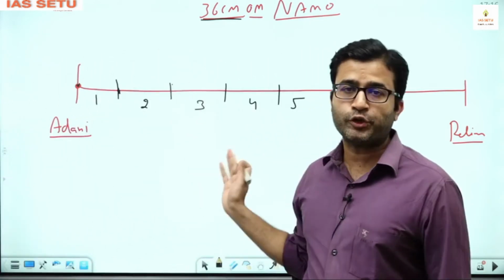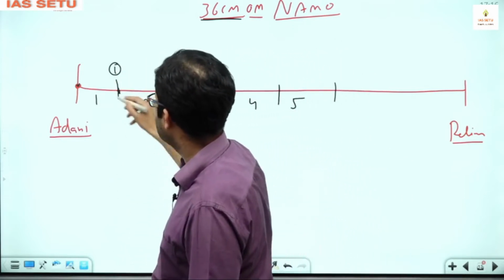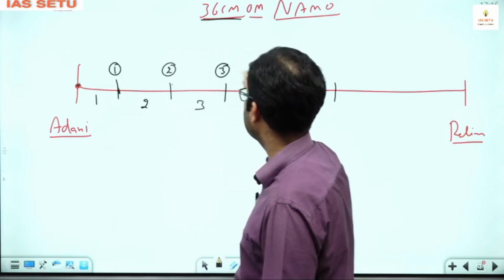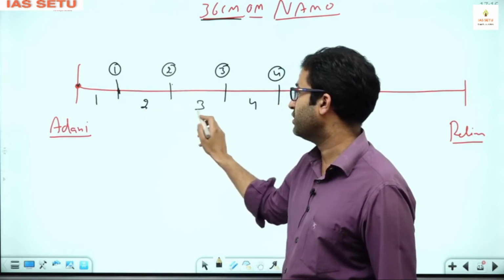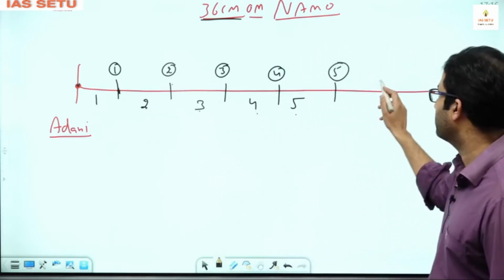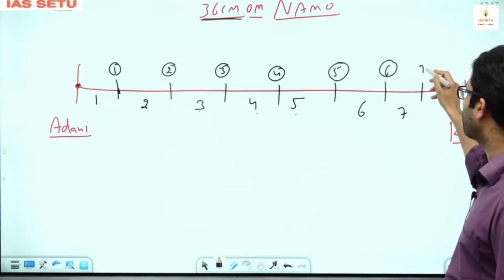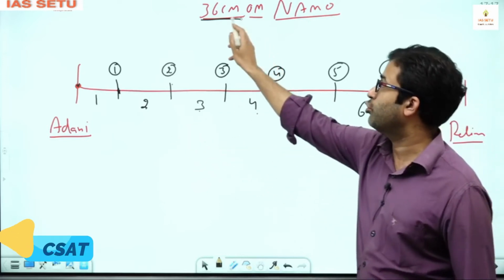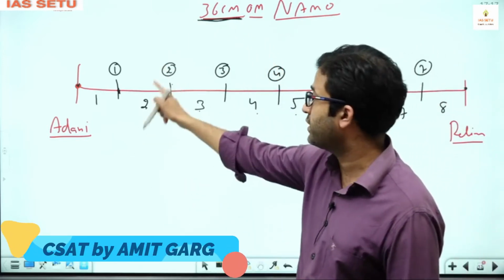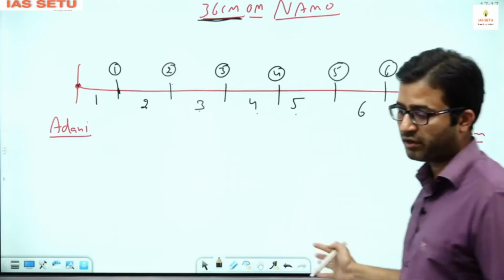So from Adani to Reliance, how many points will be there? Point number 1, 2, 3, 4, 5. 1 plus 2, 3. 3 plus 3, 6, 10, 15. 15 plus 6, 21. 21 plus 7, 28. 28 plus 8, 36. So you add, it becomes total 36. So we have point number 1, 2, 3, 4, 5, 6, 7, and the end points, Adani and Reliance.